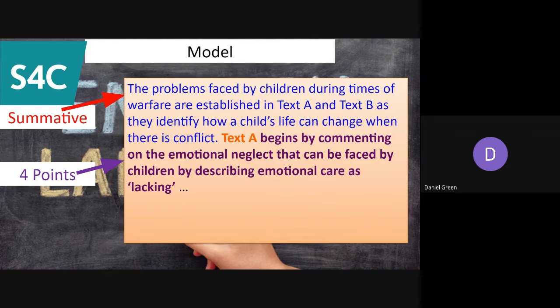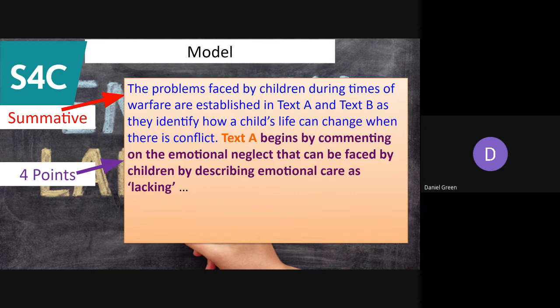Okay. So it says there, text A begins by commenting on the emotional neglect that can be faced by children by describing emotional care as lacking. I've not gone into a huge amount of detail, but I've got myself 1 point there. And I've got the ellipsis here to indicate how you should carry on from that. Now, this is something that I would use with my classes to demonstrate just how to lay it out. But essentially, you need to do a paragraph like this with obviously 4 to 5 points rather than just the one that I've got there, in order to sum up your model.